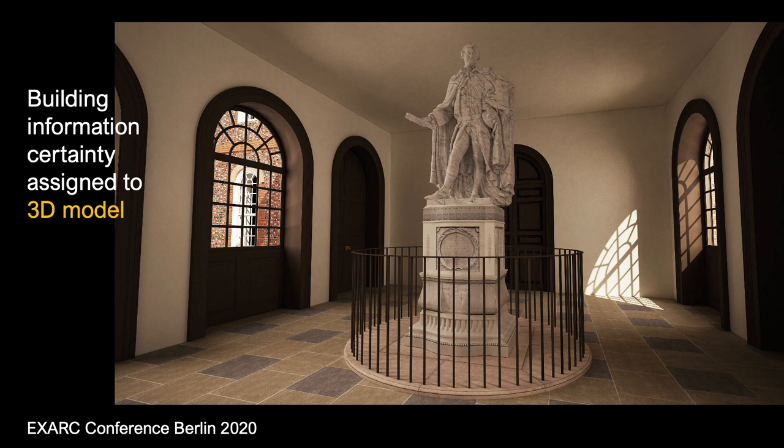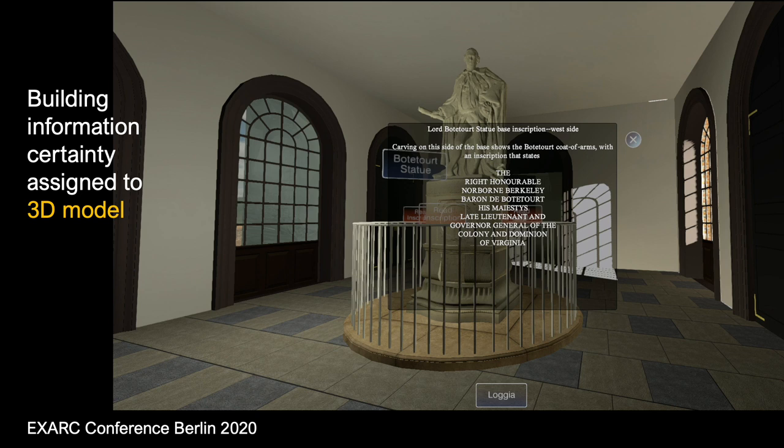In this view, you can see a photorealistic reconstruction of the loggia of the Capitol building from 1776. This is a high-resolution reconstruction of the room, but these photorealistic renders can distort our understanding of how certain we are about the various elements in the picture. So how do we go about understanding what is real, what is archaeologically recovered, what we are certain or uncertain about?